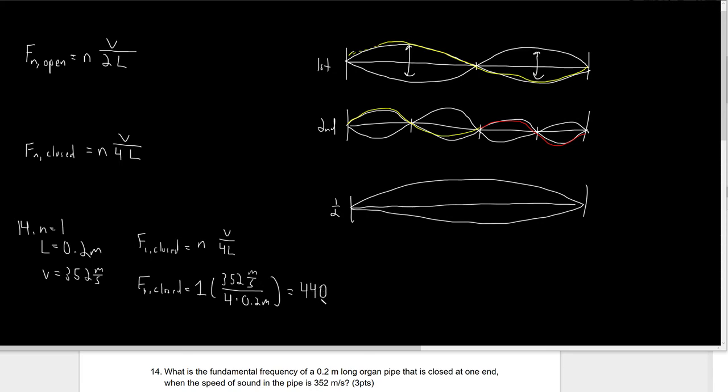Now for our unit, I messed up before, so hopefully you watched until this point. For this F, the frequency of the fundamental, we're talking about hertz. The other way we can know is that our meters cancel out, so our unit is 1 over seconds, and that is pretty much what a hertz is. So the first fundamental frequency of this pipe is 440 hertz.